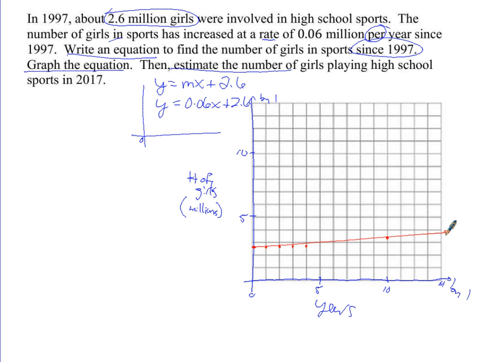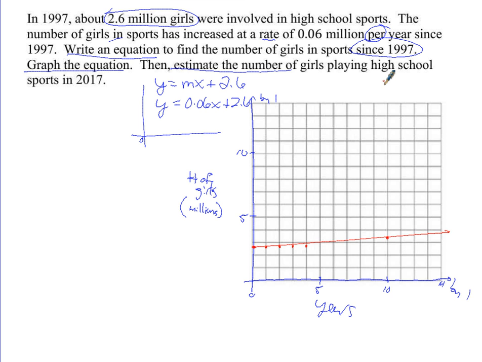Yeah, going up by 1 pixel is pretty inaccurate for sure. Each pixel is 10,000 girls. All right, so we made the graph, and the graph is never going to be really accurate, but we got to do the best job that we possibly can. Now estimate the number of girls playing high school sports in 2017.